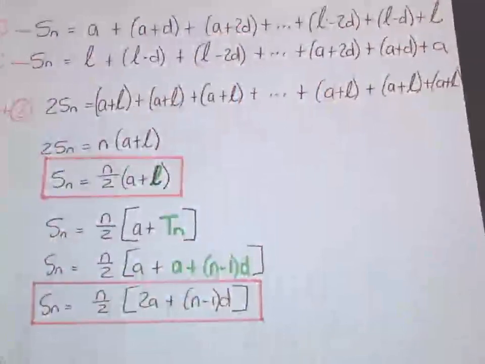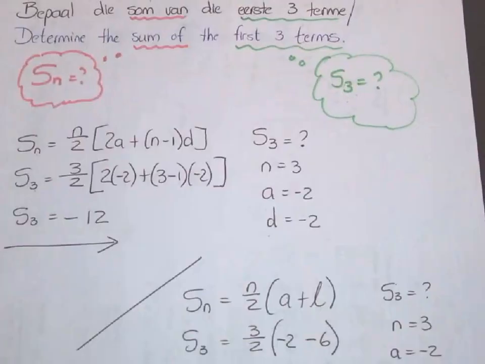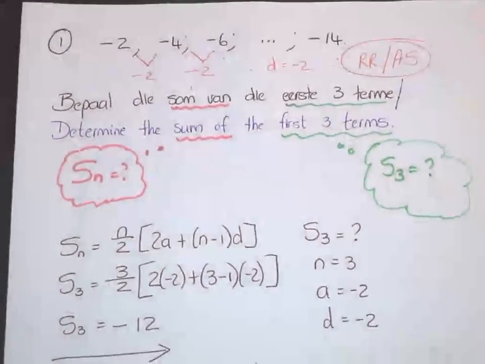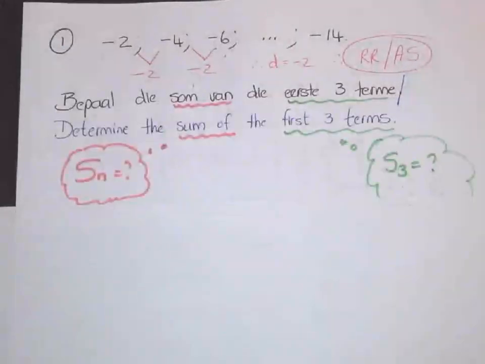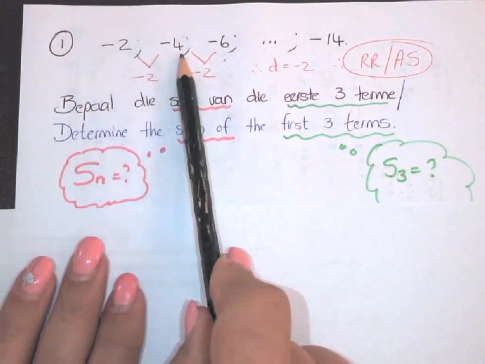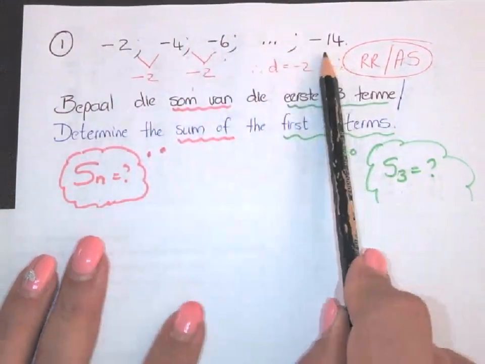Now let's do one example. Look for this one: -2, -4, -6, goes on until -14.